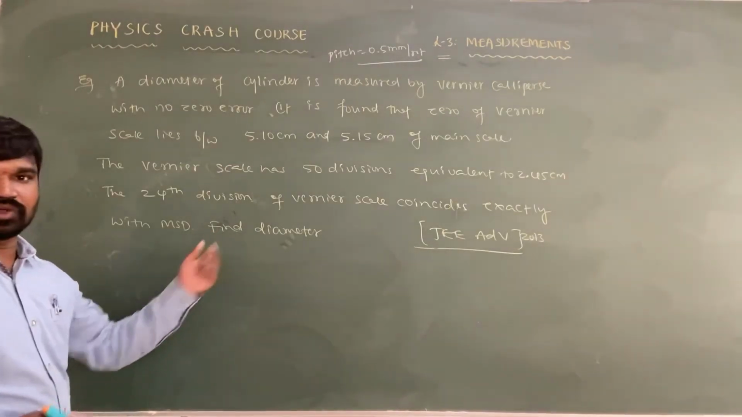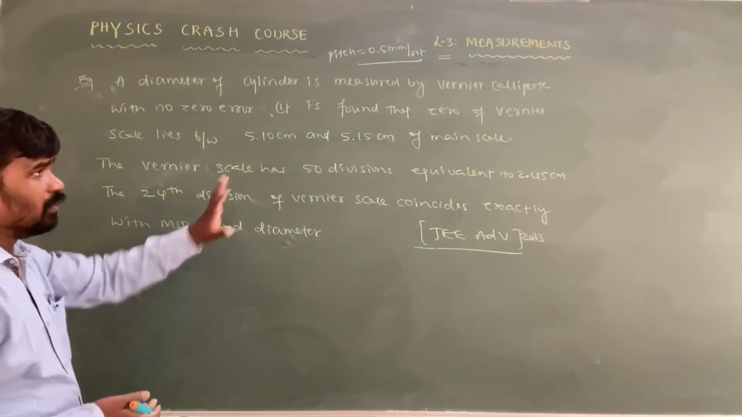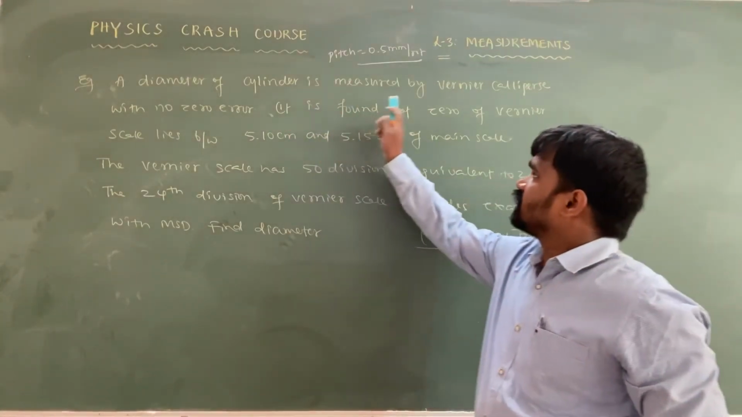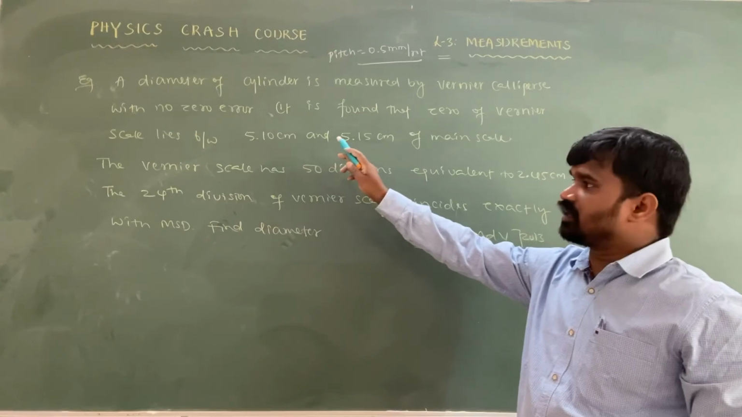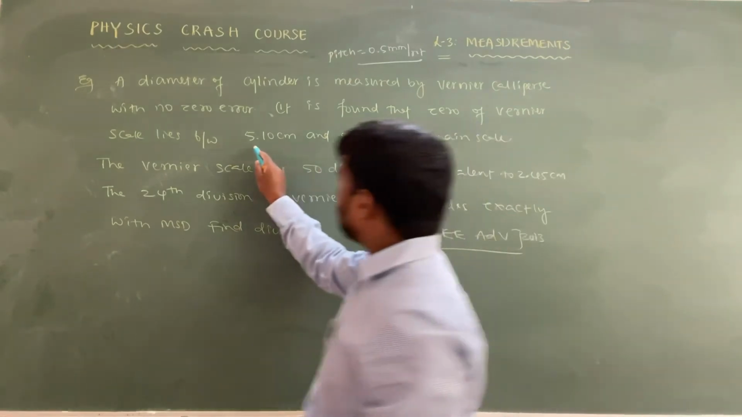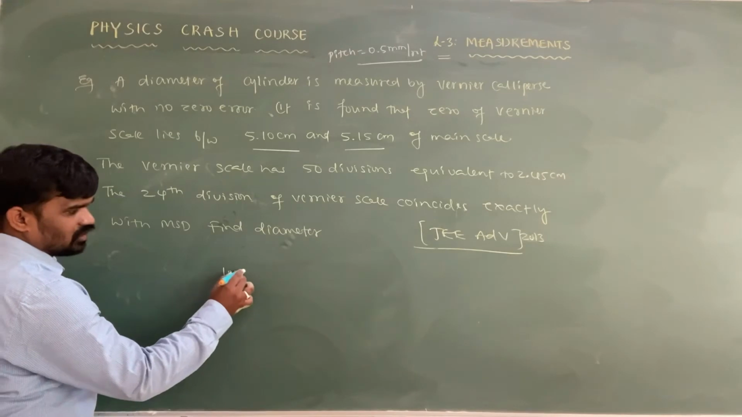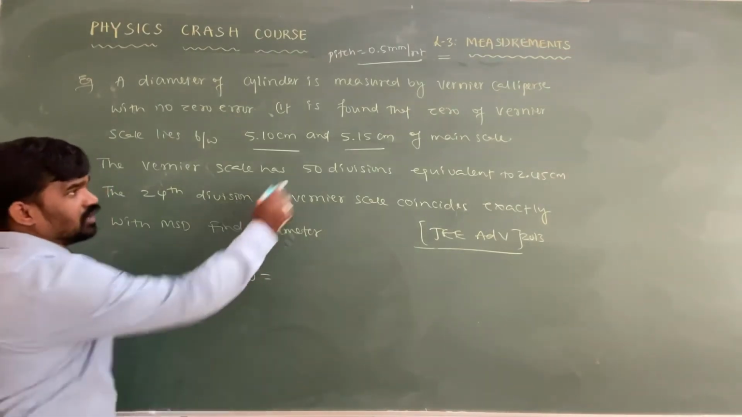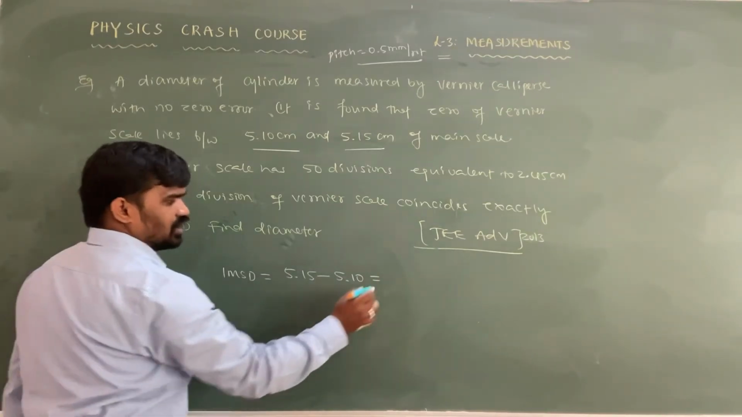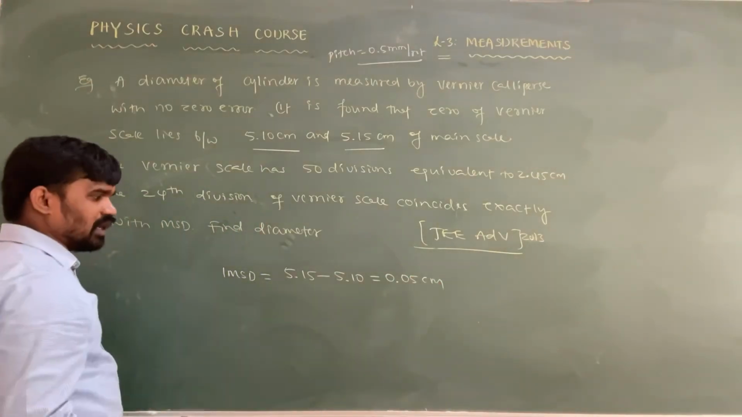Okay, this is a question which was already asked in JEE Advanced. Very simple question, but here a little logic is there. Diameter of a cylinder is measured with the help of vernier calipers with no zero error. It is found that zero of vernier scale lies between 5.10 and 5.15. Then 1 MSD, 1 main scale division, is equal to 5.15 minus 5.10, which is 0.05 centimeter.